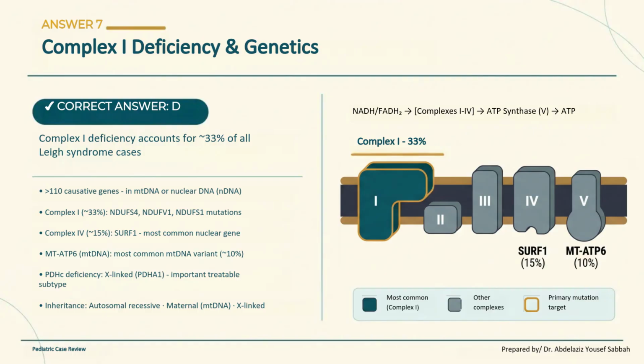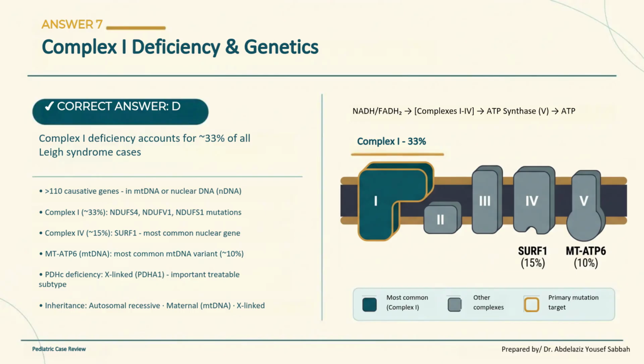The correct answer is option D, complex 1 deficiency. Complex 1 deficiency accounts for approximately 33% of all Leigh syndrome cases. More than 110 causative genes have been identified, located in either mitochondrial DNA or nuclear DNA. Complex 1 deficiency is linked to mutations such as NDUFS4, NDUFV1, and NDUFS1.